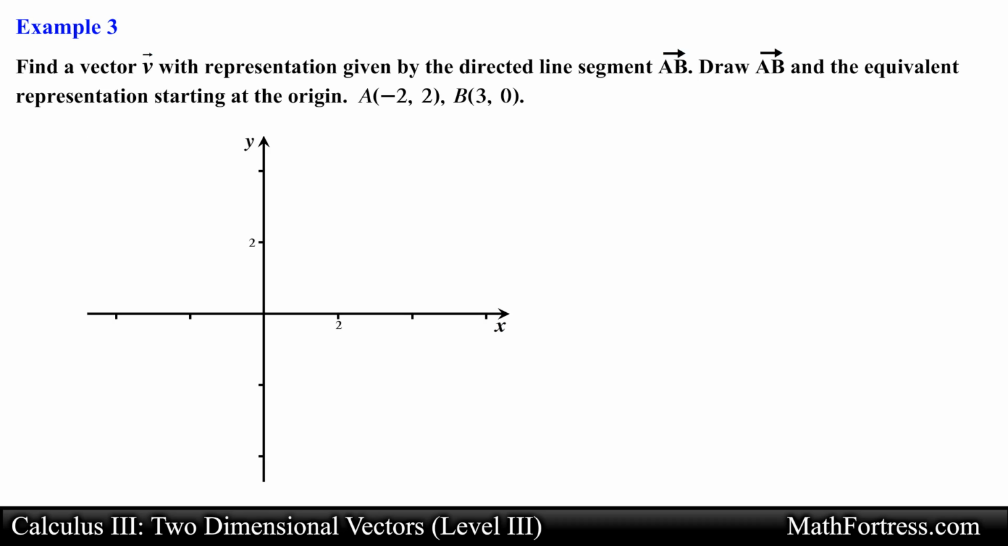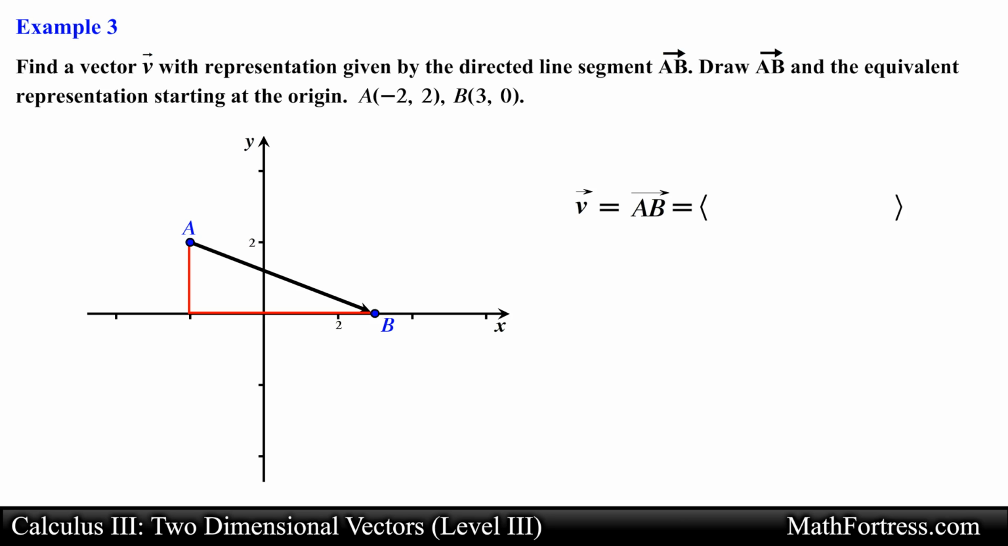Similar to the previous example, we're asked to find a vector v that is represented by the directed line segment with initial point A and terminal point B. In order to find the vector, we need to calculate the vector's components. So we go ahead and take the coordinates of B and subtract the coordinates of point A, making sure we subtract them component-wise. Doing that, we obtain the following.